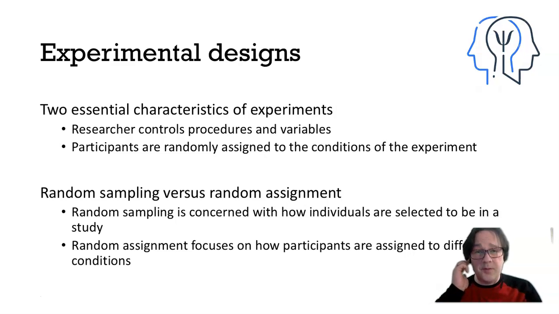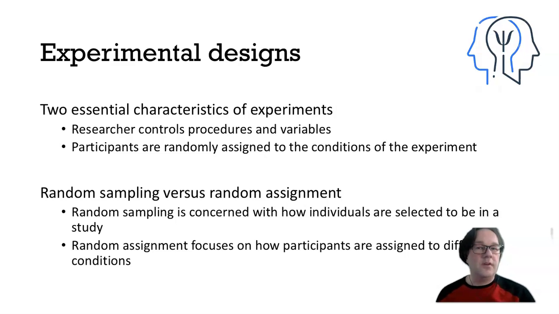So, experimenter control. This is something that we have not seen with descriptive research, something we have not seen with correlational research. So, as researchers, we control the procedures and the variables. And we'll see in a moment there are two variables that we are most interested in: the independent variable and the dependent variable. Another characteristic of experiments is that participants are randomly assigned to the conditions of the experiment. So they're randomly assigned to the conditions or the groups that we are interested in studying.